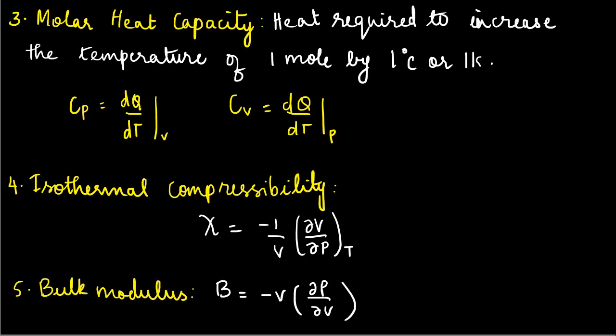Next is the molar heat capacity. Heat required to increase the temperature of 1 mole, where Cp is equal to dq by dt and Cv is equal to dq by dt at constant pressure and volume. You have to note that.